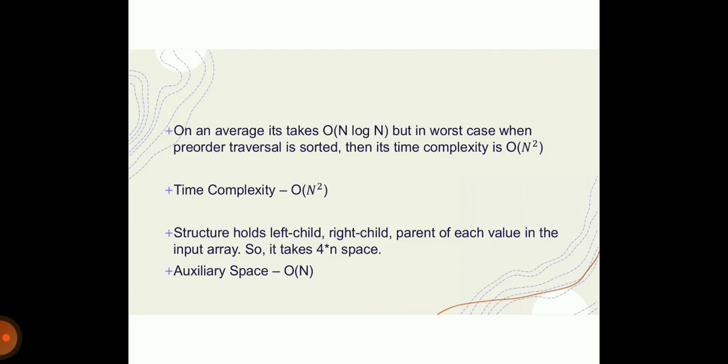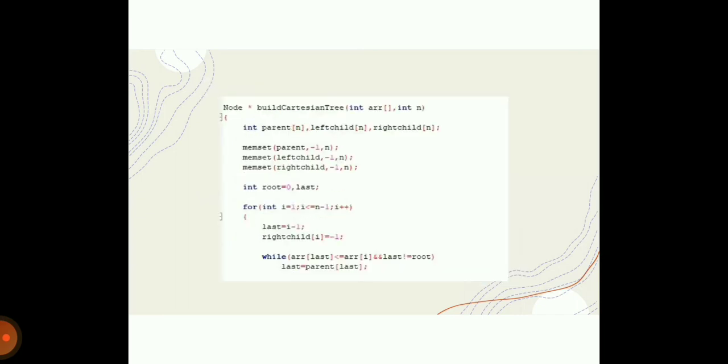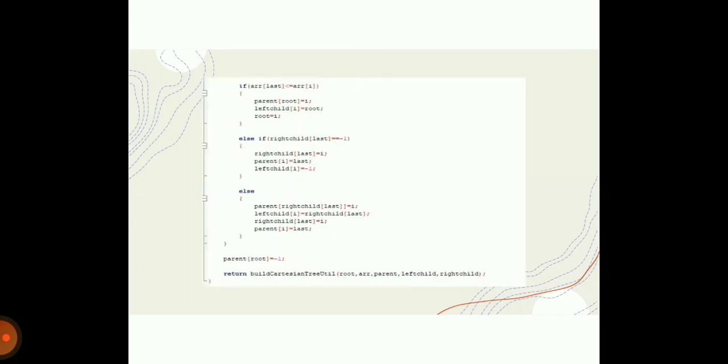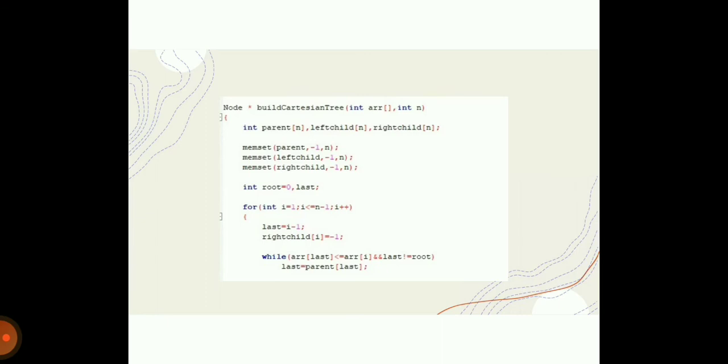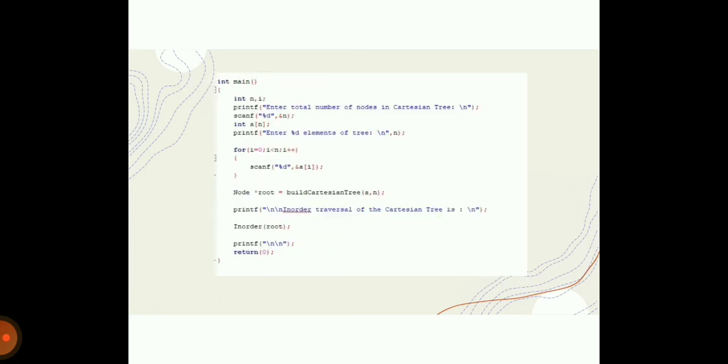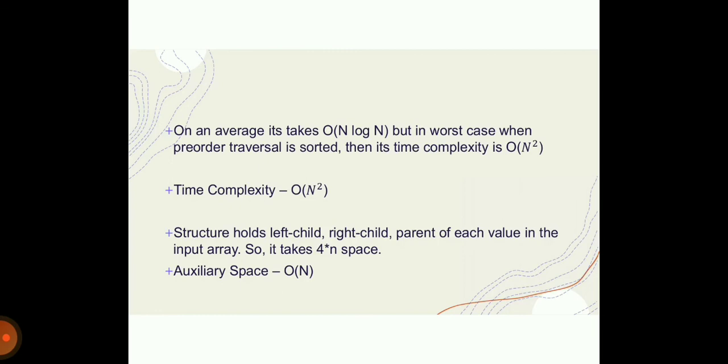And if we are talking about space complexity, in this function you can see that we have declared three arrays: parent of n, left child of n, and right child of n. And also with this we have taken the array of each as an input. So it will take 4 into n of total space. So the total auxiliary space taken by it will be order of n, so the space complexity of this program will be order of n.